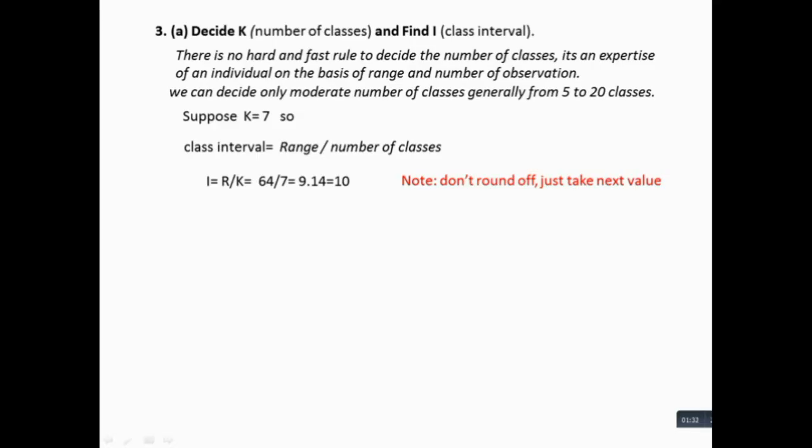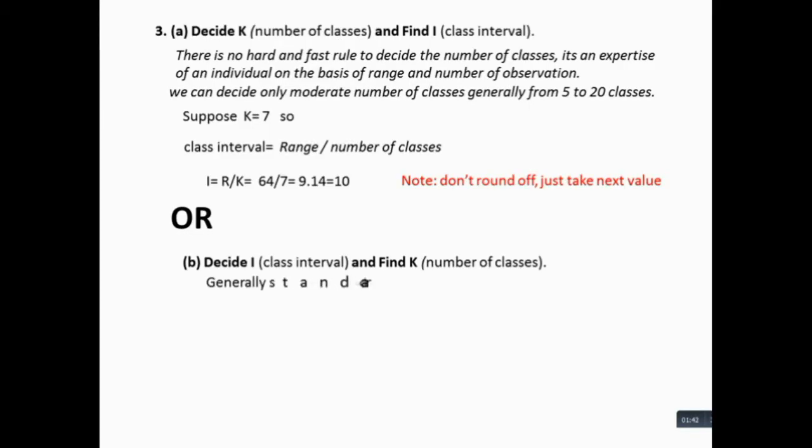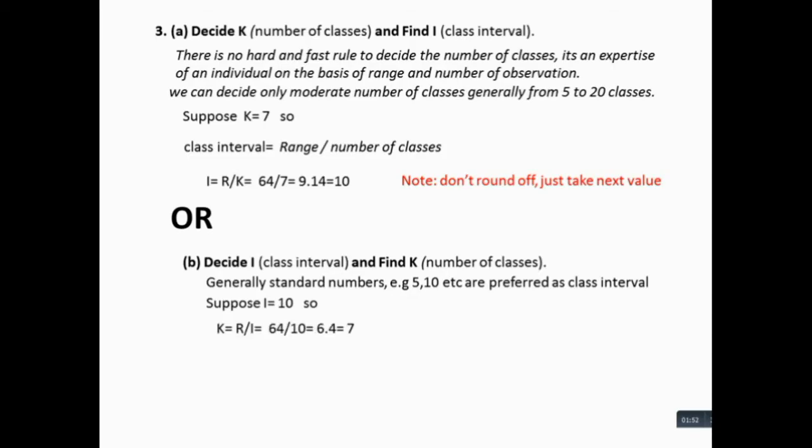In the third step, it's your choice either to take the number of classes first and then find the class interval, or decide the class interval first and then find the number of classes. Generally, standard numbers like 5, 10, 50, 100 are preferred for class interval. Here we take the interval equal to 10. So by dividing the range by the class interval, we get 6.4, but we will take the next higher value, which is equal to 7, as the number of classes for our data.